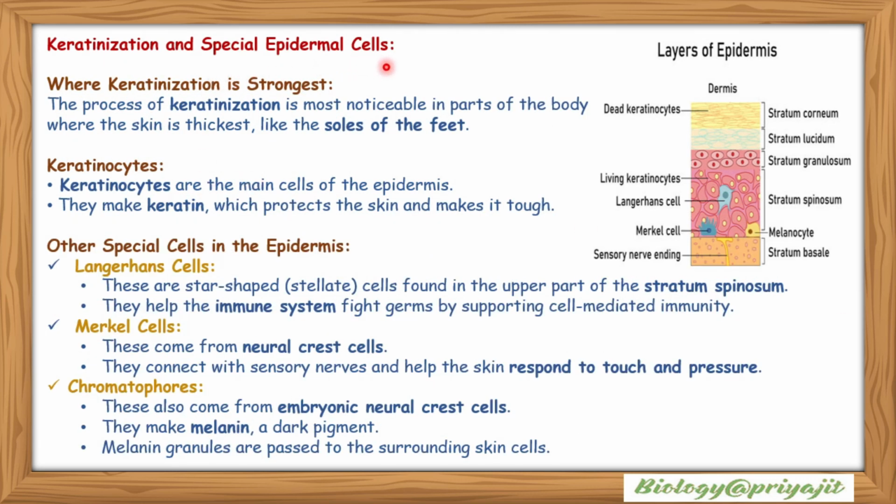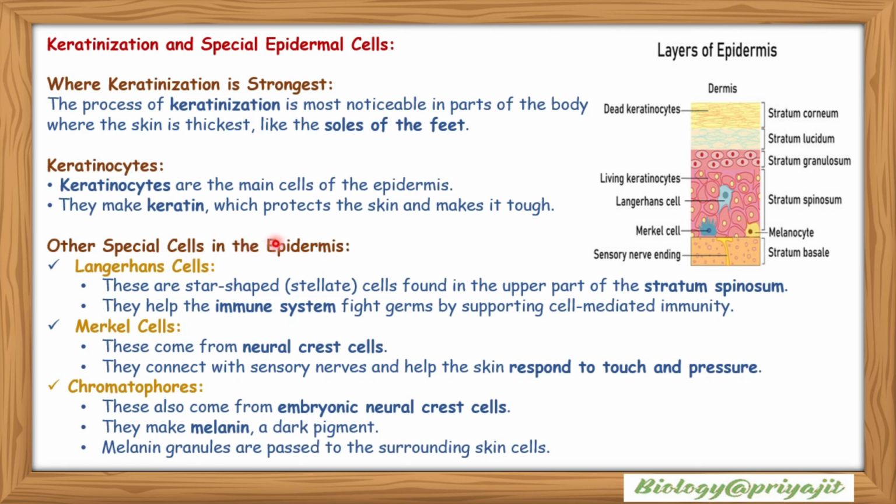Keratinization and special epidermal cells. The process of keratinization is most noticeable in parts of the body where the skin is thickest, like the soles of the feet. Keratinocytes are the main cells of the epidermis. They make keratin, which protects the skin and makes it tough.